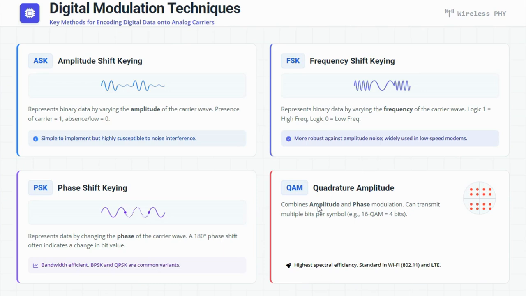There are four common digital modulation methods. ASK changes the amplitude of the signal. FSK changes the frequency. PSK changes the phase. QAM changes both amplitude and phase. It gives high data rates. QAM is used in Wi-Fi and modern mobile networks.